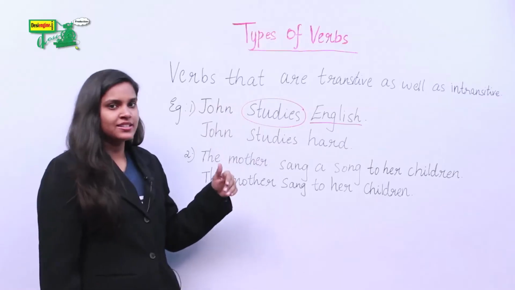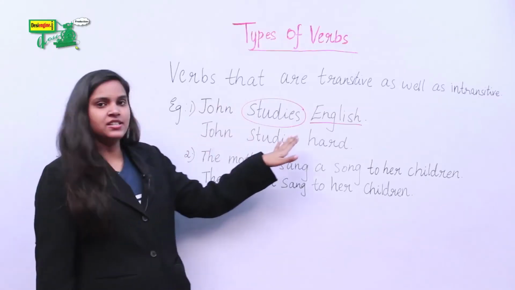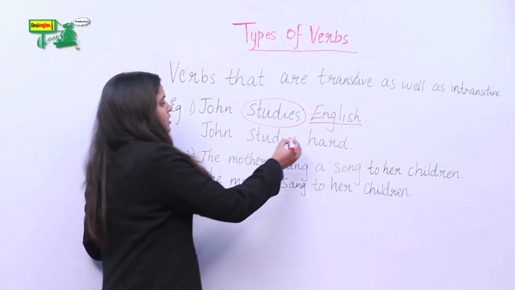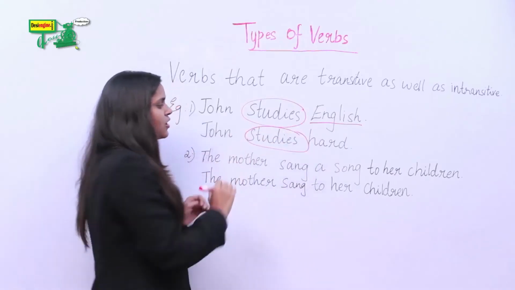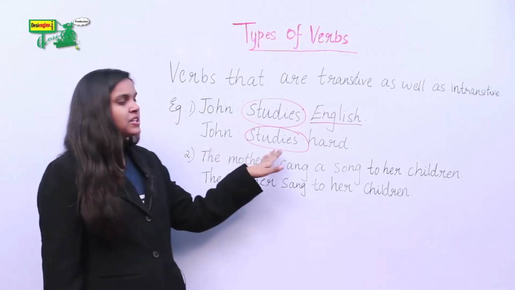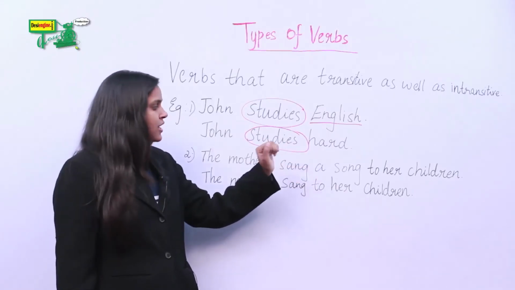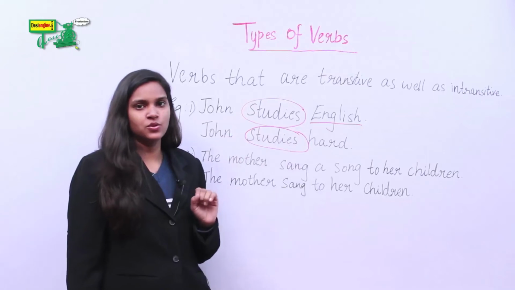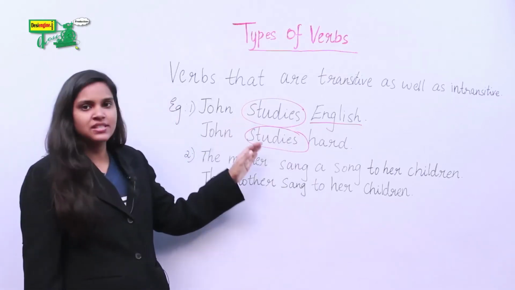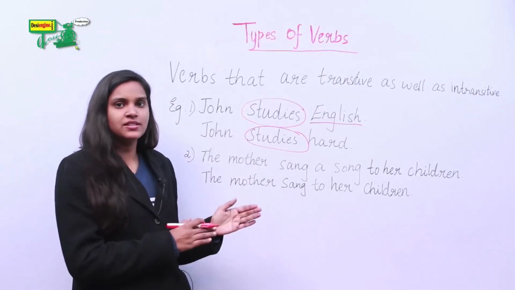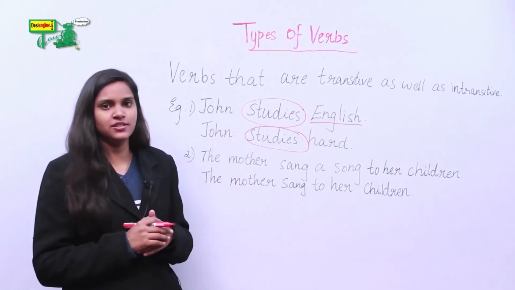Let's take another example. John studies hard. Here, studies is a verb, but it does not answer to the question studies what. Therefore, this is our intransitive verb. The same verb studies acts both as a transitive as well as an intransitive verb.